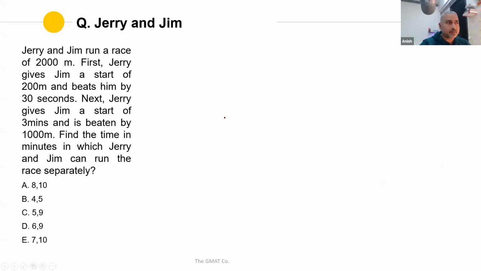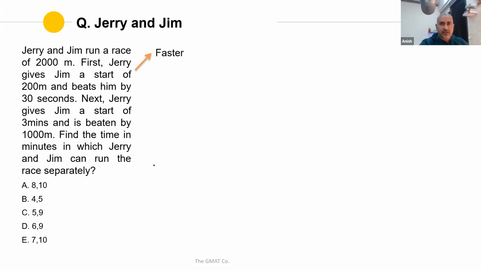Now, before anything else, just by looking at the first situation, Jerry gives Jim a start of some distance and still beats him by 30 seconds. That already tells us that Jerry is faster, right? That much, I hope, is clear to everyone. He's giving a head start to the other guy and still he's able to beat the other guy. So he's certainly faster.